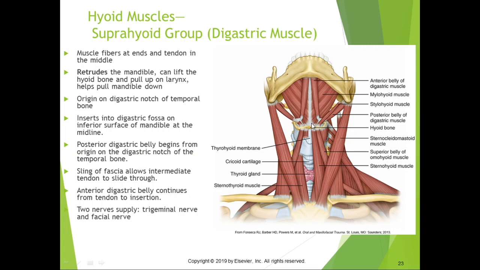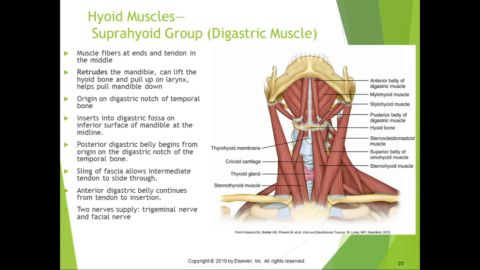They can also pull on that larynx, and as I said, they can pull the mandible down, so they can retrude it and they can pull it down. The origin of this digastric muscle is in the digastric notch of the temporal bone, and I have a better picture of that for you, I think, on the next slide.